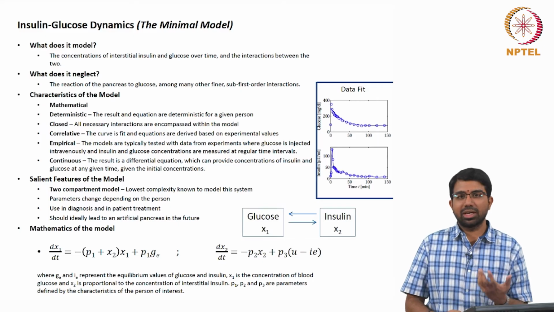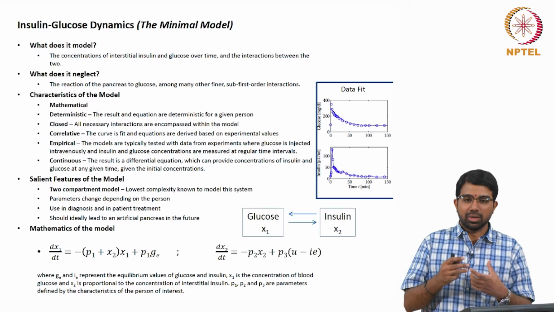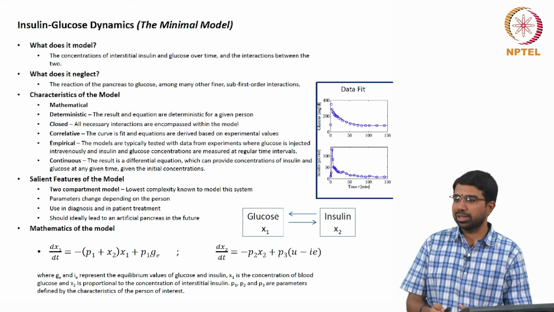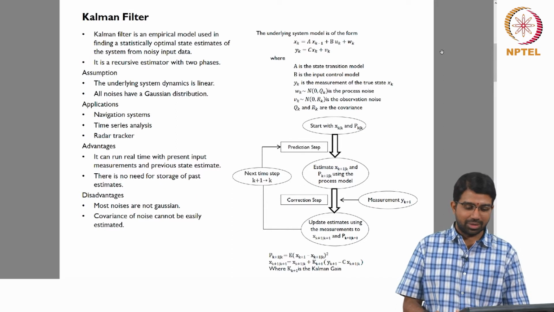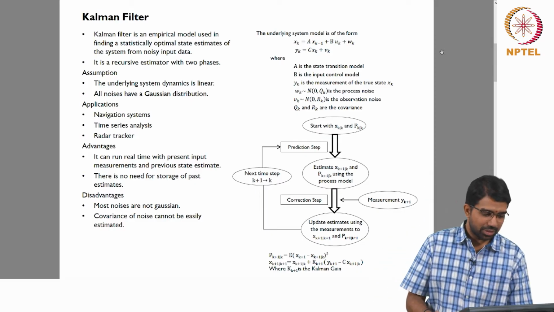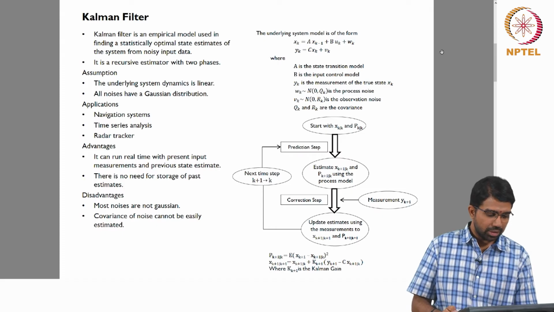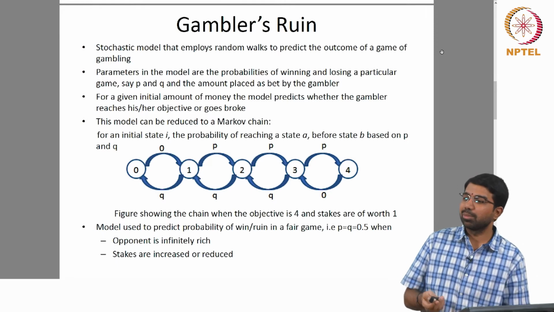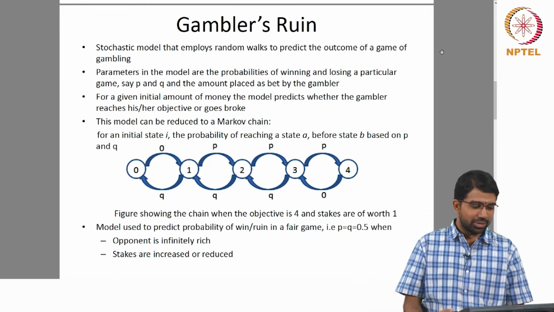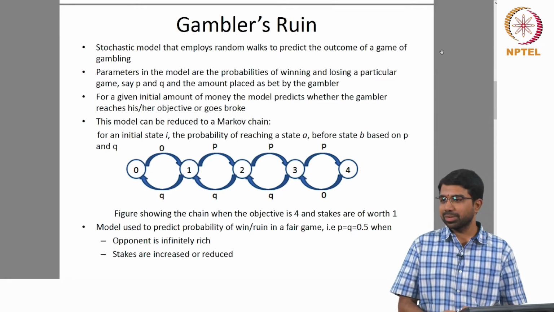This is kind of what I want you to work on in your first assignment, where you make a single slide about a particular model. Another example is the Kalman filter, which to date remains a very popular model for handling noise and so on. I will not go through the details, but this is another example model which talks about gambler's ruin. It is a stochastic model that employs random walks to predict what happens in a game.